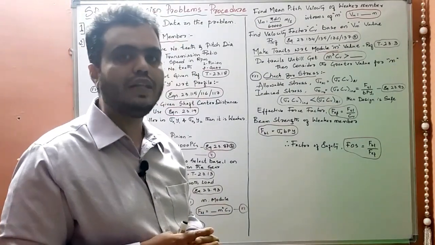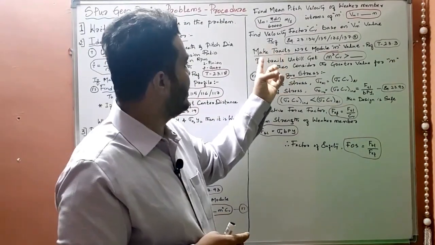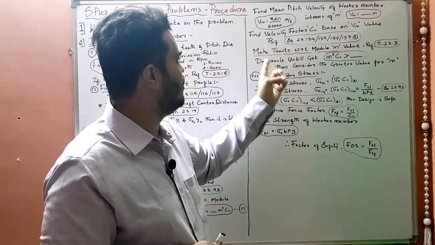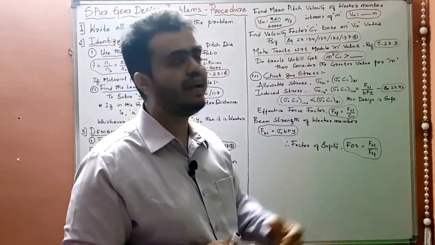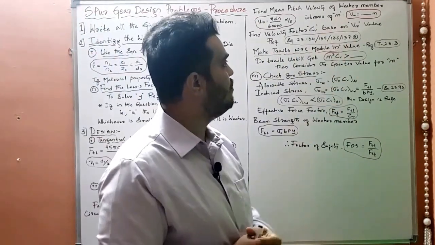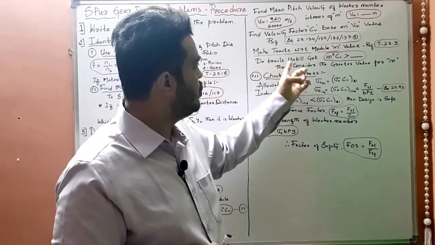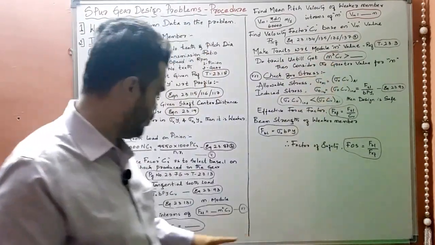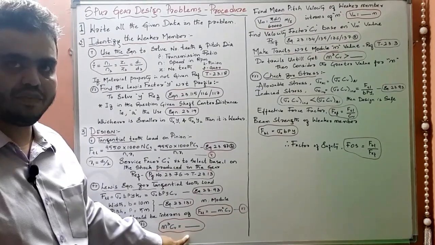So that I will tell you while solving the problem. Next, once you get that value, you need to use a trial and error method. Once you get a Vm value, what you need to do is do the trial until you get m cube. So you got an equation of m cube CV value, right.